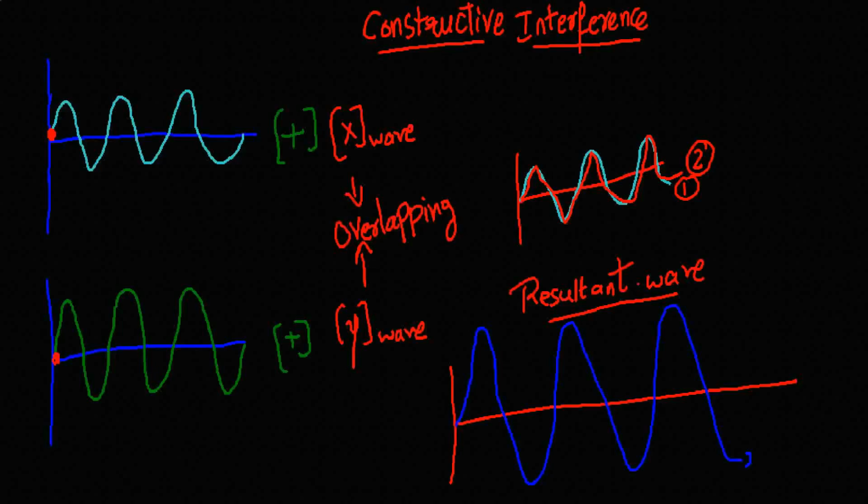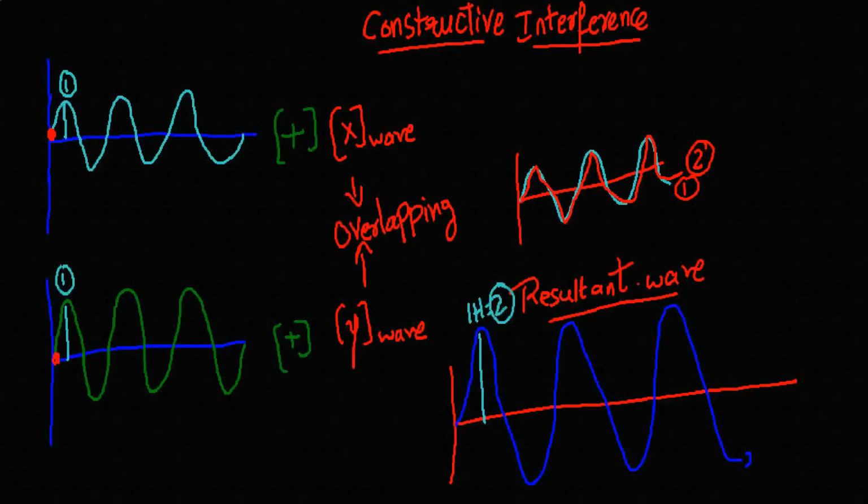In wave X, look at the first peak. The height of this peak is called amplitude. Let's consider the amplitude of the first peak is 1 unit. Since wave X and wave Y are identical, the amplitude of the first peak of wave Y is also 1 unit. Now if you see the amplitude of the resultant wave, it is nothing but the sum of the two individual amplitudes. So 1 plus 1 gives 2.